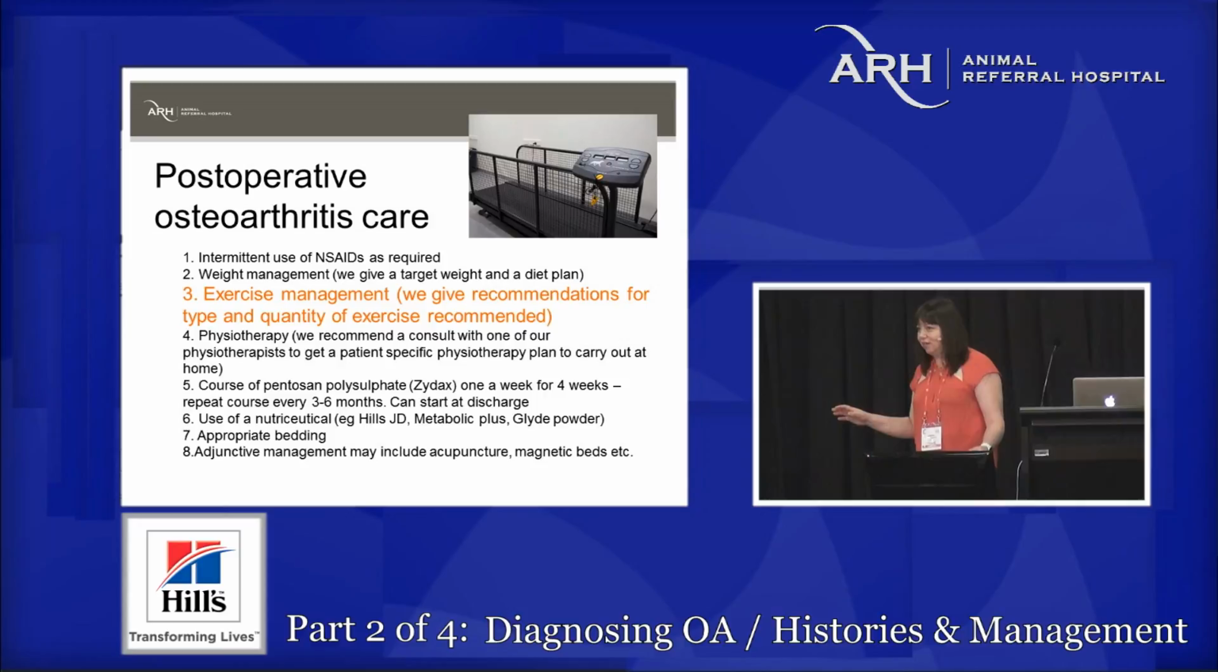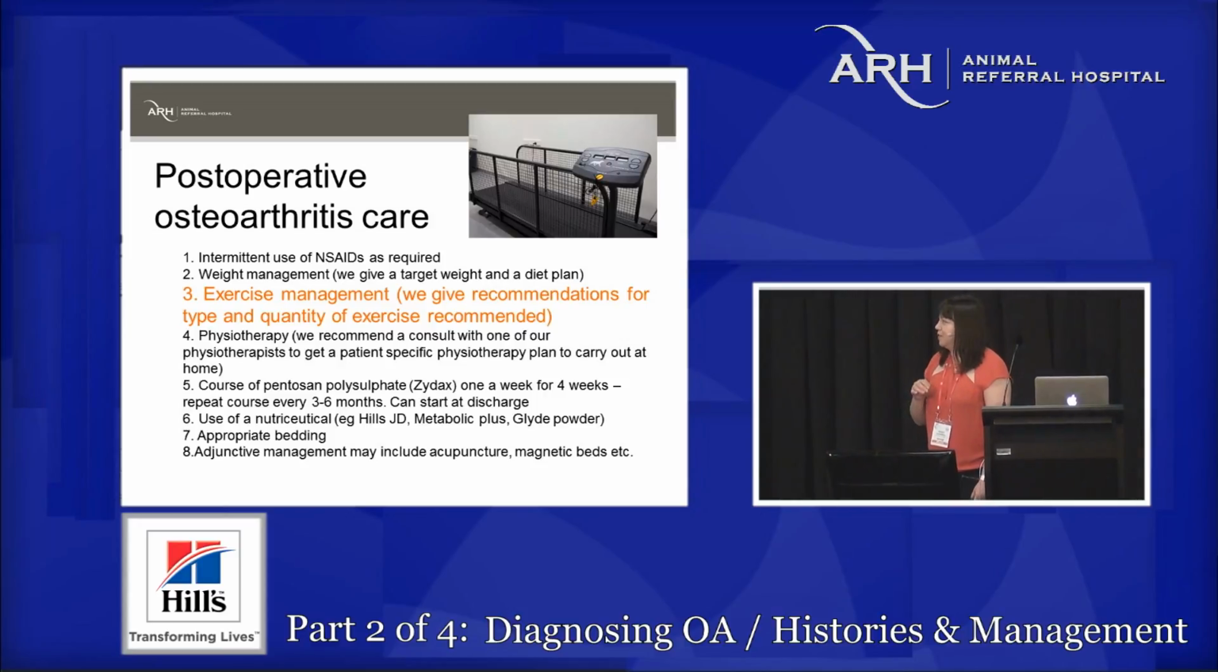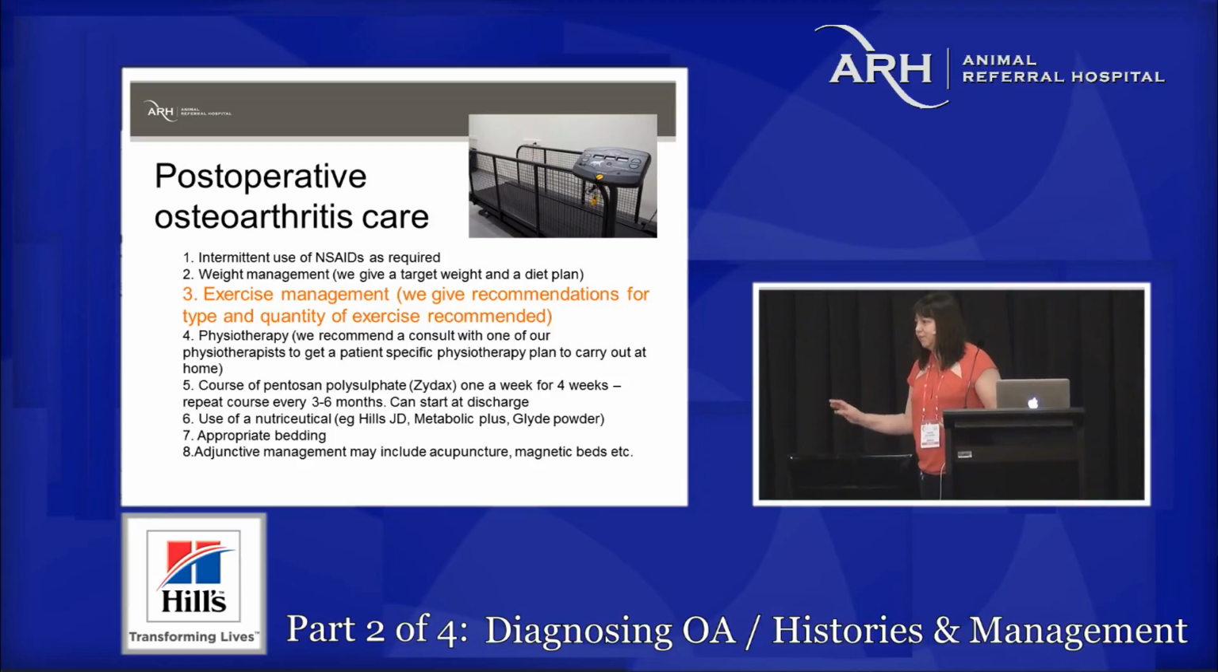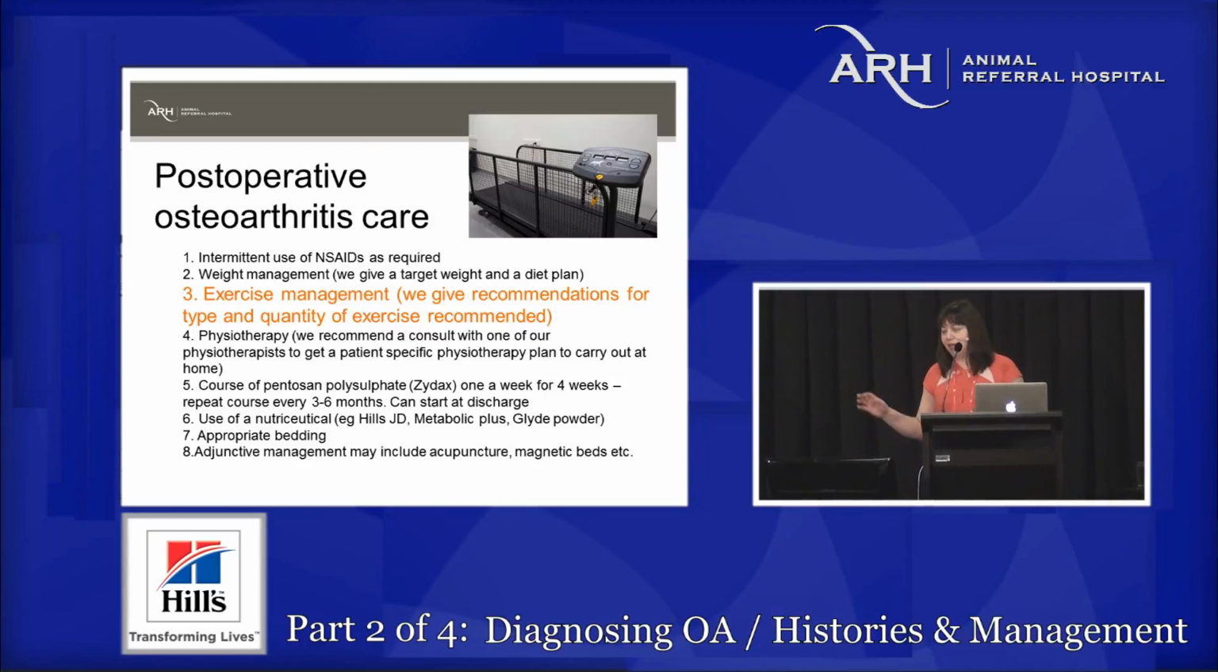Okay, exercise management. Obviously, you've got to modify that depending on whether they've had surgery or not. And we give very specific recommendations on how much exercise they can do. So with a TTA, I don't want them to be in a cage. I want them to be walking. I just don't want them running and jumping. So we have restricted activity, avoiding running and jumping, lead walks only, not too far, that sort of thing. So we give them very specific recommendations in writing.